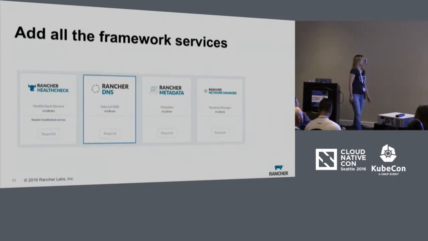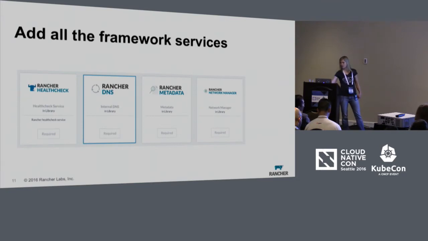We enable all the framework services in the cluster to manage the Kubernetes system services, like the Rancher health check. That microservice will manage the Kubernetes system services health and recover them if they go south. And then the Rancher DNS, it provides the internal DNS for Kubernetes system services to talk to each other. And then we have Rancher metadata, it's like EC2 style metadata that any service in a Kubernetes cluster can access.